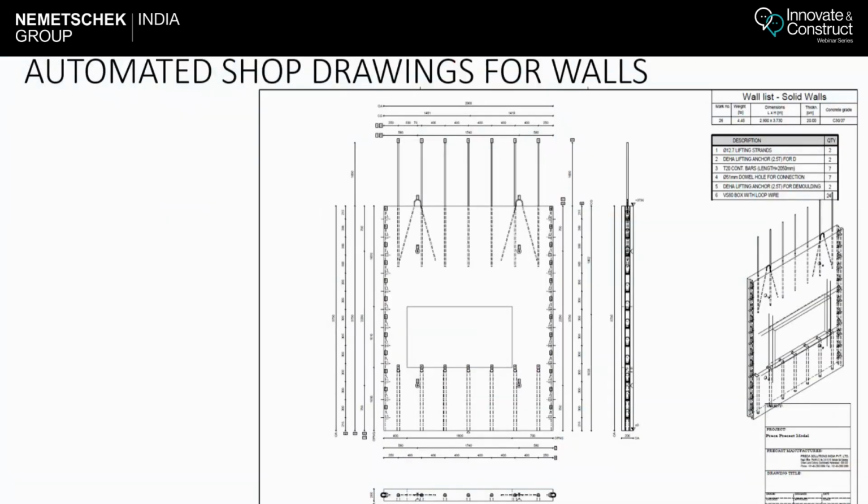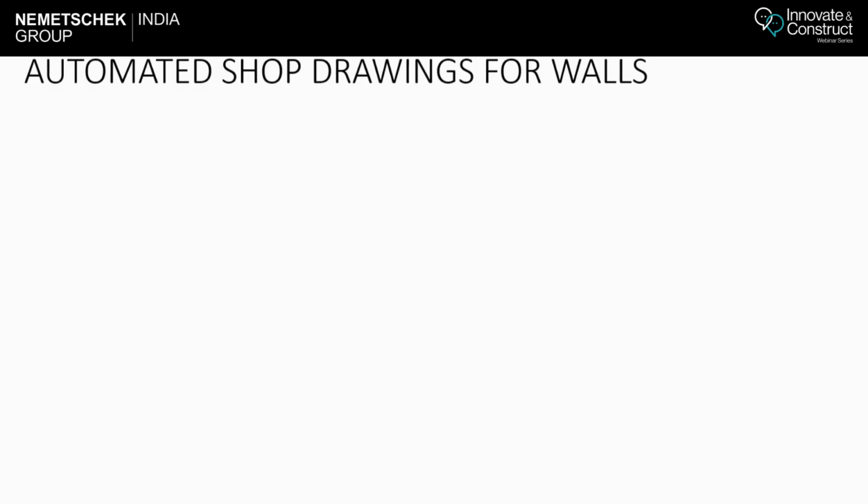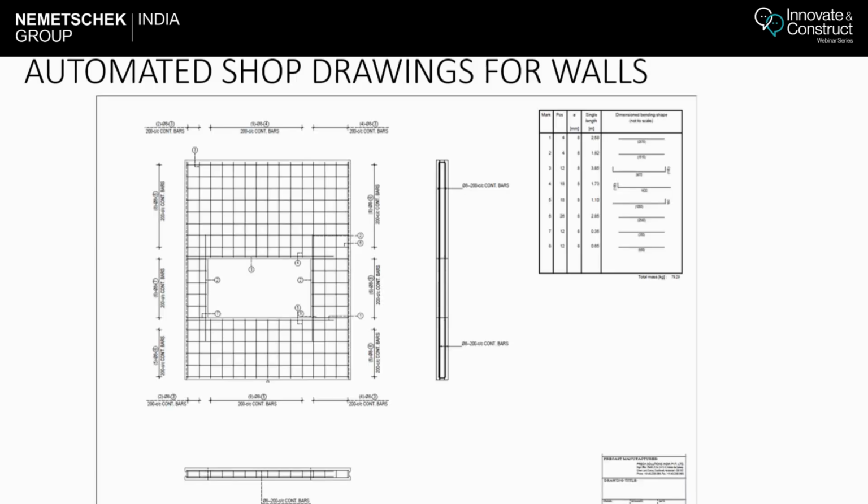So this is a drawing which has been created for walls with zero or minimum amount of manual work, and any kind of changes can be easily handled. Let's say there are some changes from the client end. These changes we can do very easily, so we don't need to worry about it. Moving ahead, these are some of the drawing examples again for walls.